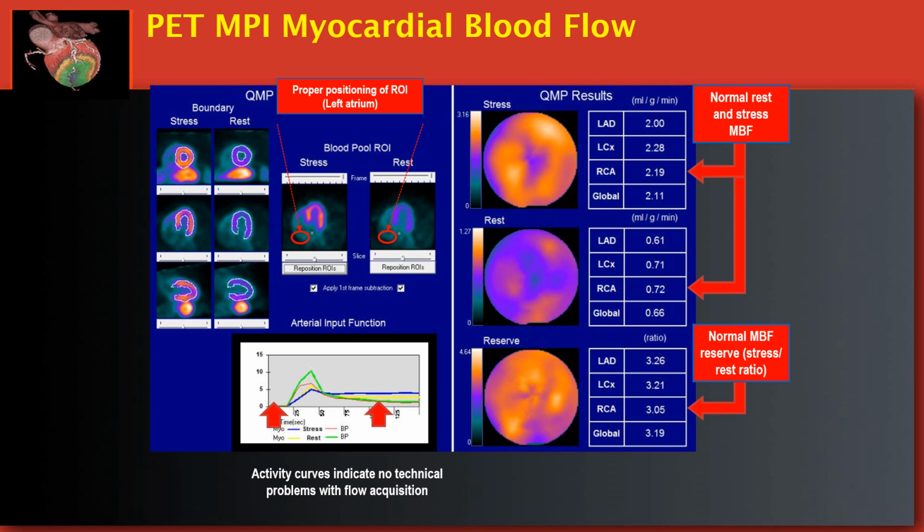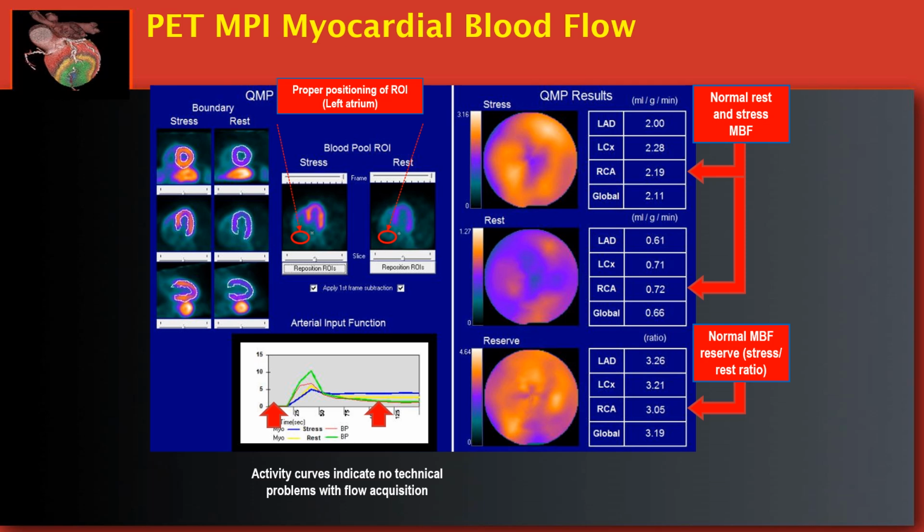This image shows a couple of the things that are important to look at when doing myocardial blood flow reserve. In the center picture here where you see the red circles, that shows the proper positioning of the region of interest. It needs to be on the left atrium. That way you can catch the arrival of the bolus of rubidium as it starts to go through the left side of the heart, and you will capture the bolus going through the left ventricle. And you do that on rest and stress.